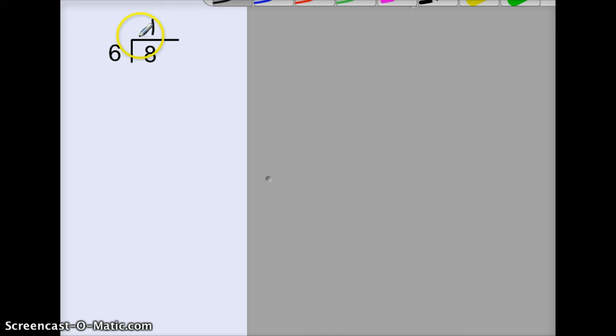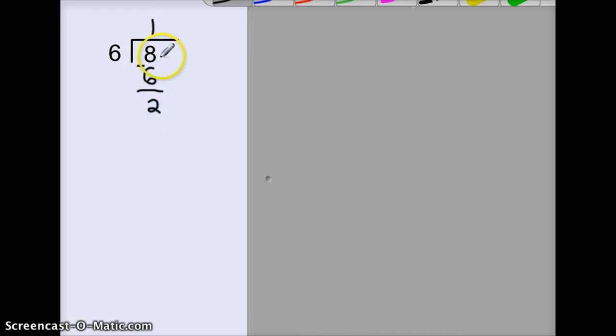And the way I figure that out is I do the number I just came up with, which is 1, and I multiply that by 6, because 6 goes into 8 one time. So 1 times 6 is 6, and I write that number right below it. The reason I'm doing this is because I'm trying to figure out what's left over, or what is called our remainder. So our remainder in this case is 2.